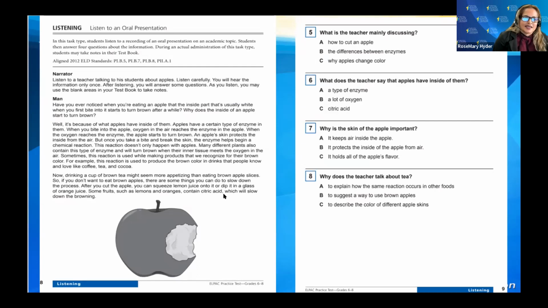So in this task type, students listen to a recording of an oral presentation on an academic topic. Students then answer 4 questions about the information. During an actual administration of this task type, students may take notes in their test book. So one of the things as a classroom teacher is, do my students know how to take notes? Because I've administered the assessment where they will not. It's like, you're welcome to take notes, and students don't know what to do.